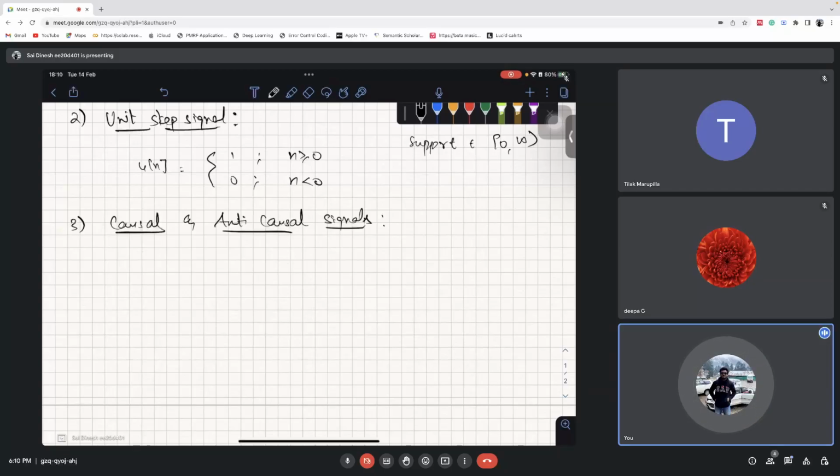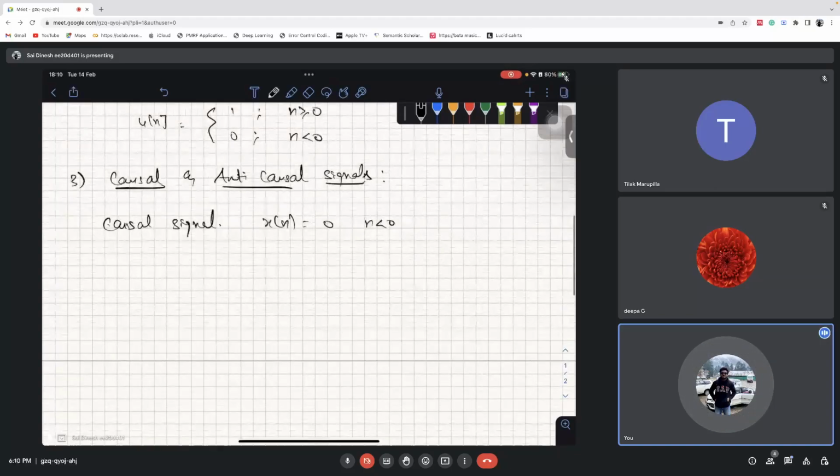So a causal signal means that x of n equals 0 for n less than 0, right? So this is a causal signal. A causal signal is when a signal only exists in the positive time index.